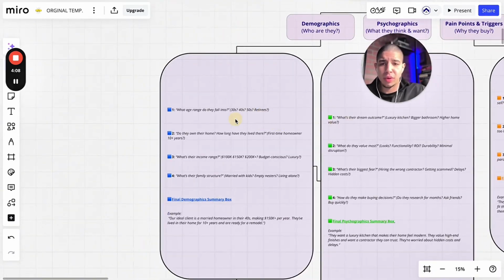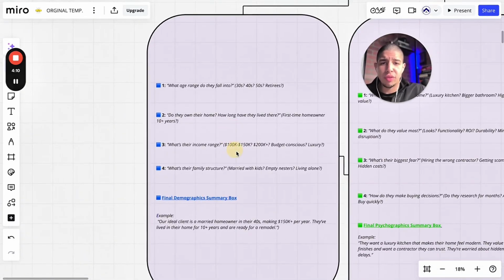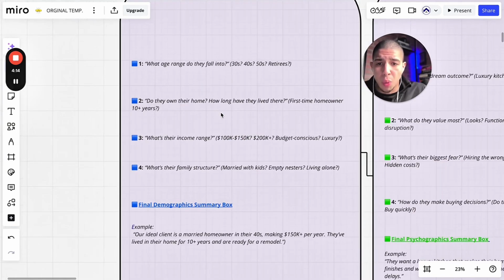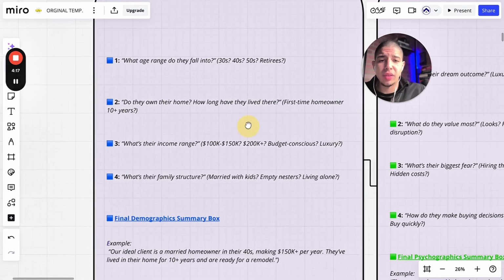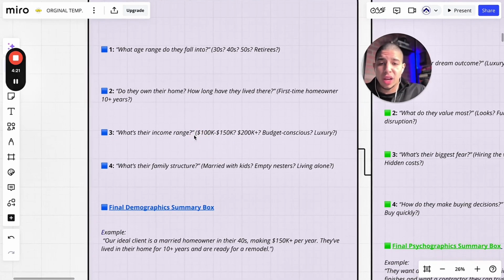Let's start with the demographic. What age range do they fall under? Are they in their 30s, 40s, 50s? Are they retired? Do they actually own their home? How long have they lived there? Are they first time homeowners? 10 plus years? What's their income range? Is it 100K, 150K, 200K? Side note, medium, average to average income homes are the easiest people to sell, at least for remodels.